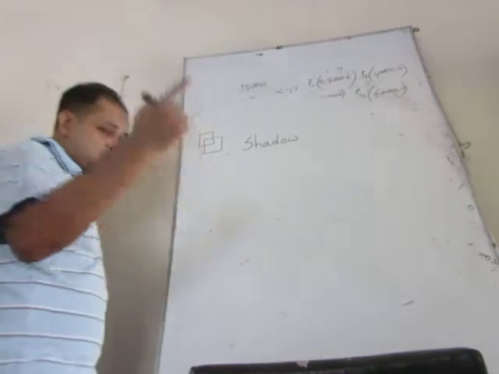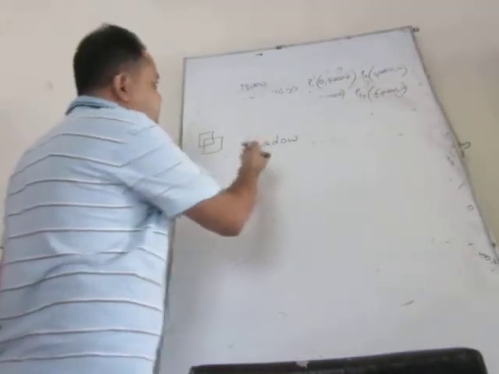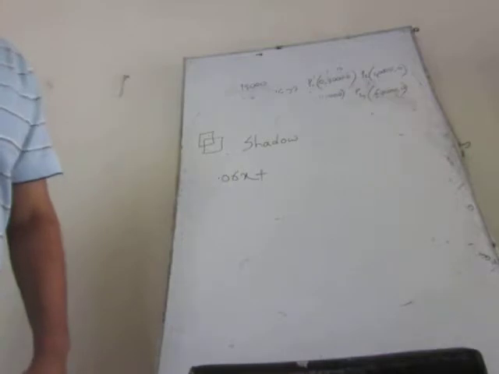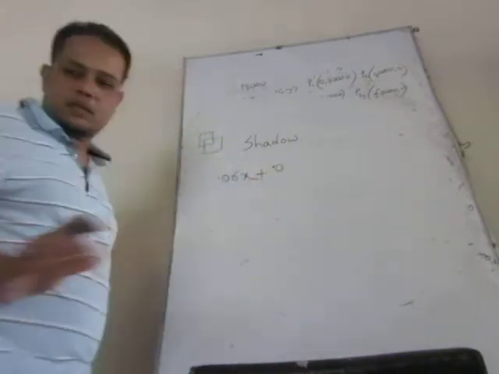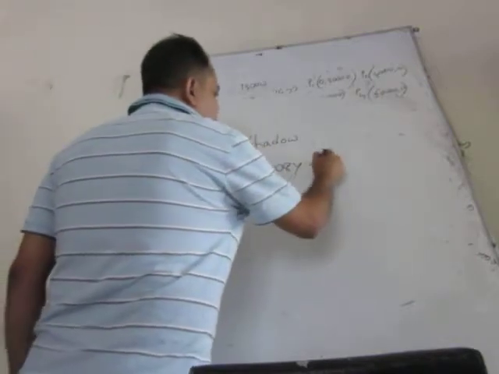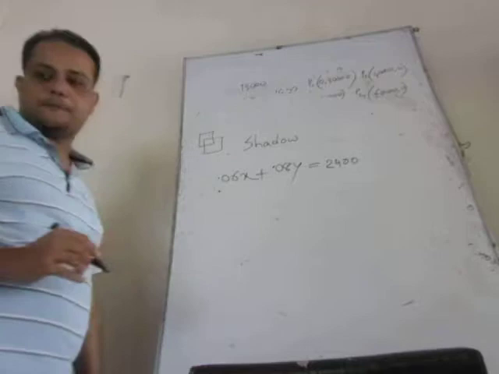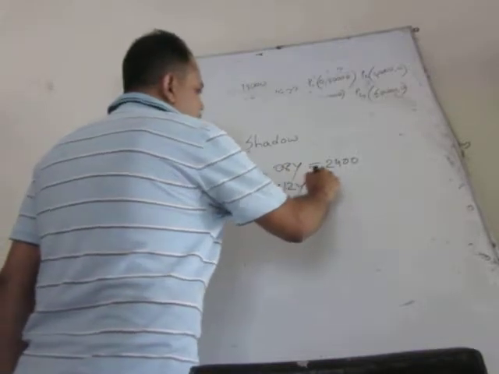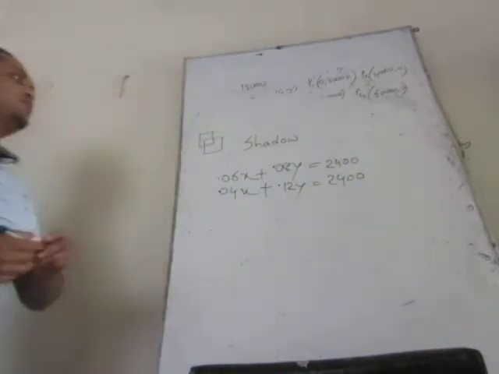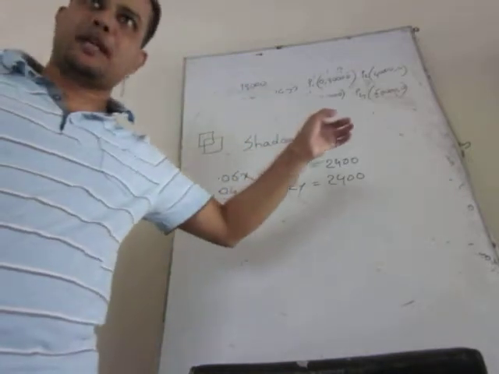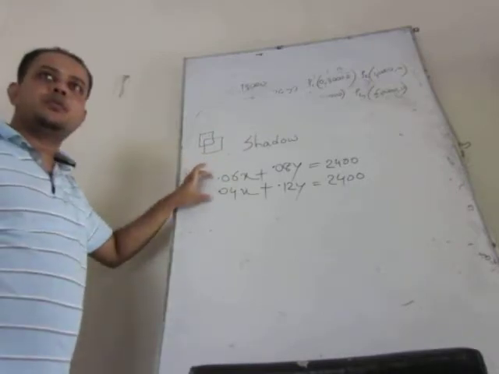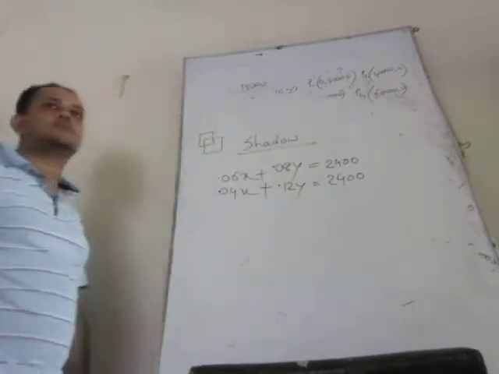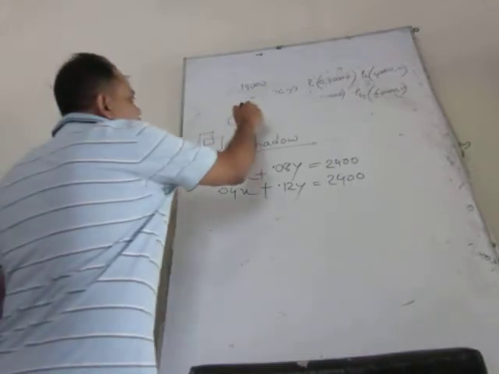See, there are two inequalities. One was 0.06x plus 0.08y, 2400. Another was 0.04x plus 0.12y, 2400. By using these two equations, as in the last discussion, we are finding our points, right? Now the question is, what is shadow price? So by using these two equations, we can find out a specific C.